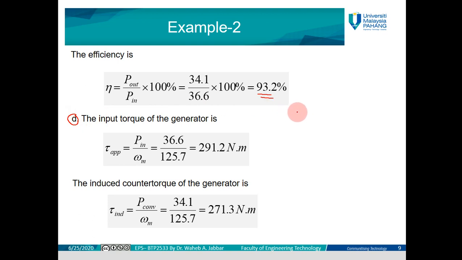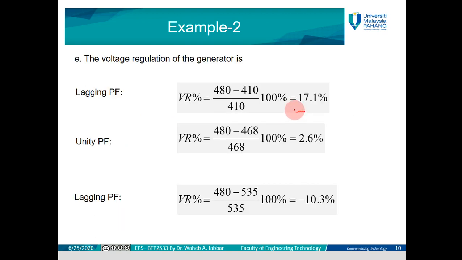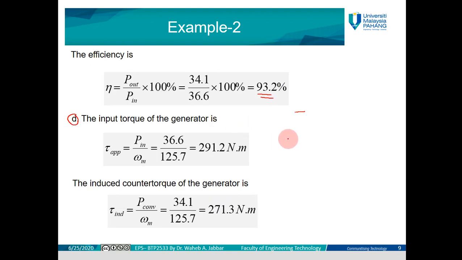So we know the formula for the torque, tau, equal to P over omega. Whatever tau is applied, induced, and so on, we are going to change the P. Is it P out, P induced, P converted, and so on? And omega, is it omega M or omega S? But here we only have omega M, so it is the same, just substitute.